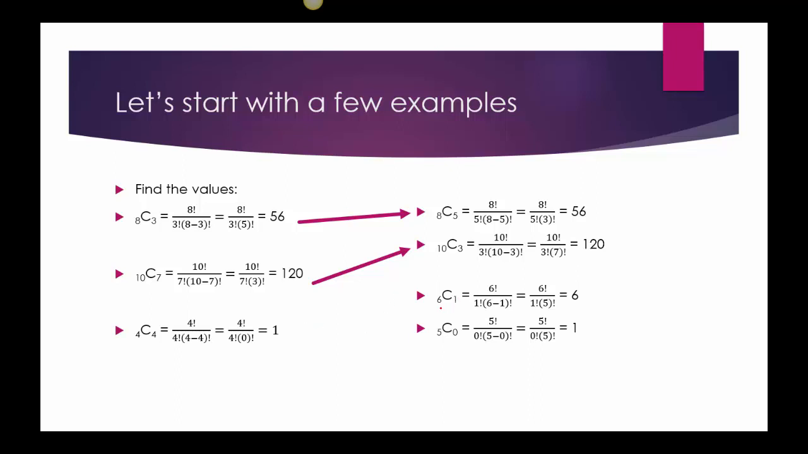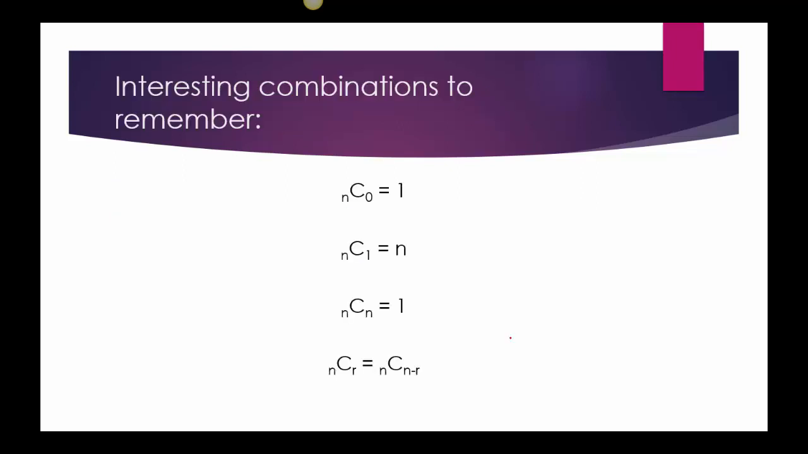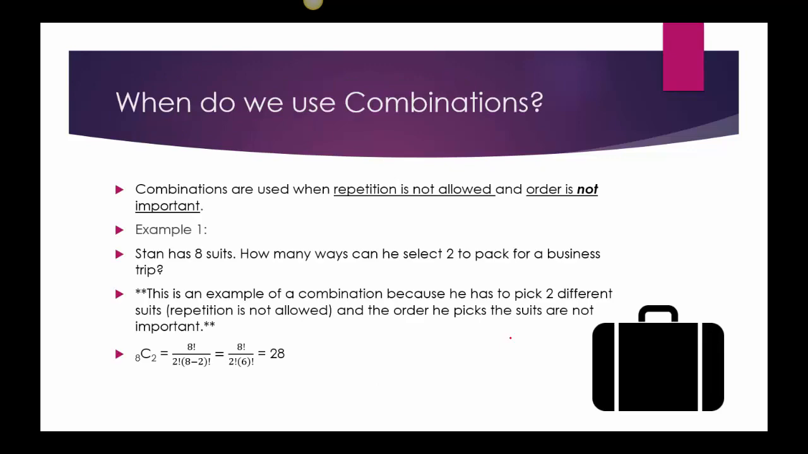Like if I were thinking about this 6 choose 1, what would be the same? 6 choose 5. 6 minus 1 would be 5. So it's always the 1 like if I subtract it. So I just want to point out to you some interesting combinations to remember. N choose 0 is 1. N choose 1 is n. N choose n is 1, and then the combination of n choose r is the same as n choose n minus r. So if that helps you, absolutely use it. If it confuses you, then don't worry about it. You can just put things in your calculator.